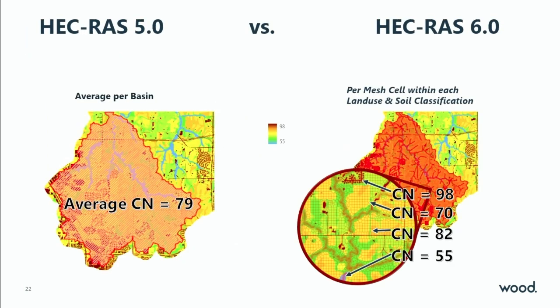I think it's important to point out again the differences between RAS 5 and RAS 6 associated with distributing rainfall depths across a watershed. In RAS 5, you had one rainfall depth, one curve number that you could apply for excess rainfall across the whole watershed, whereas we can calculate a different rainfall depth for each mesh cell in RAS 6 if our land use, soils, and curve number calculations are at that level of detail. This is a very important part of us being able to use this flood risk data for floodplain management.